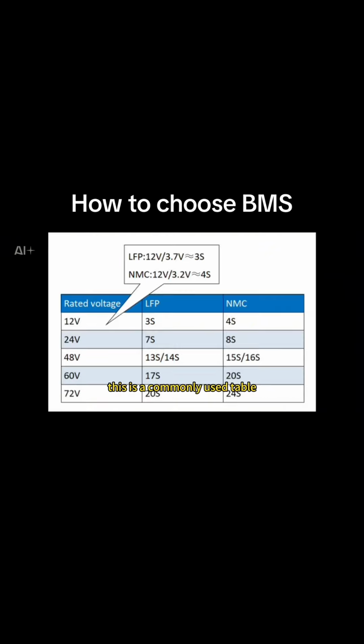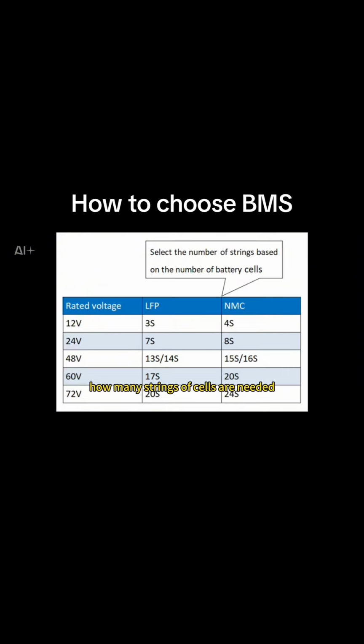This is a commonly used table. Choose according to rated voltage. For ternary lithium or lithium iron, how many strings of cells are needed? When choosing a protection board, we can go directly by our battery. However many strings of cells it uses, we can choose the protection board with the same number.